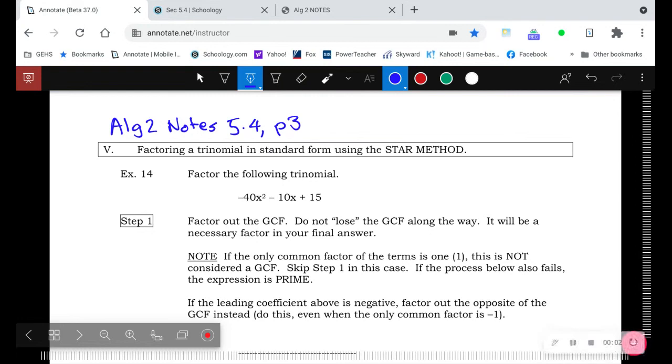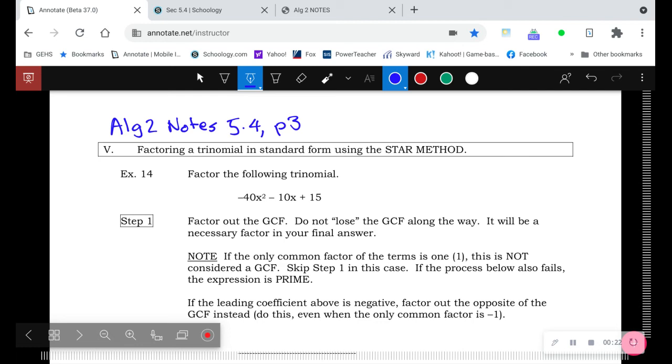Okay, we're continuing with the notes for section 5.4 in Algebra 2. And this is page 3, and we're going to learn a method of factoring called the star method. There's other methods out there, including one that Photomath does. Make sure you don't use that method.